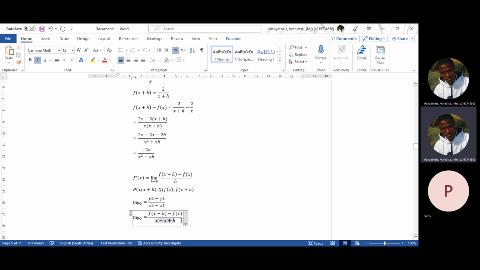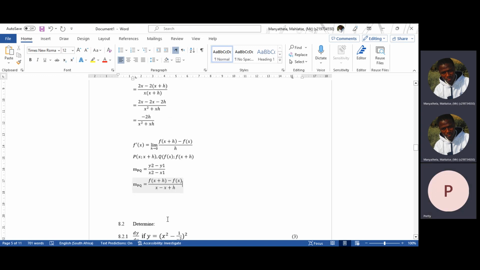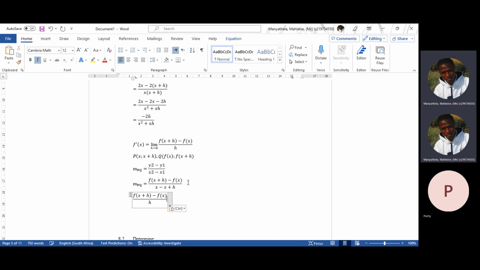Now I've replaced. The second step is to just add like terms. If you check, we have x and negative x, so x minus x is 0, meaning that we are going to be left with h. So the gradient will be equal to f of x plus h minus f of x over h.